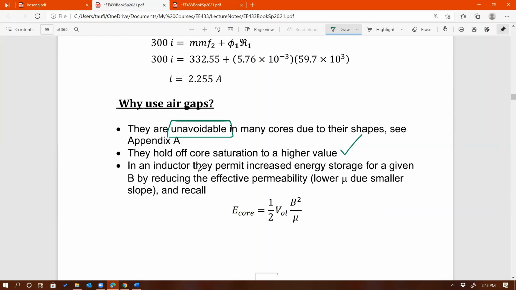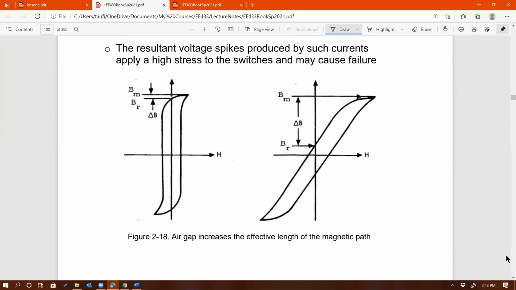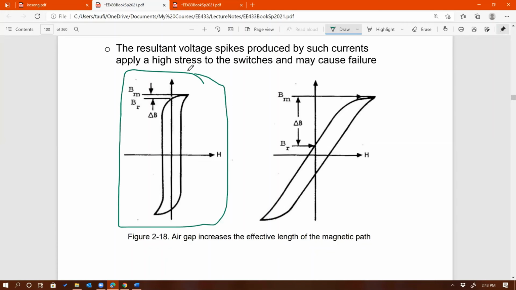And then also with an air gap, the inductor or the magnetic transformer could actually store more energy. I'll just show you the picture. Right there, this is without air gap. That's the BH curve of the core without the air gap.